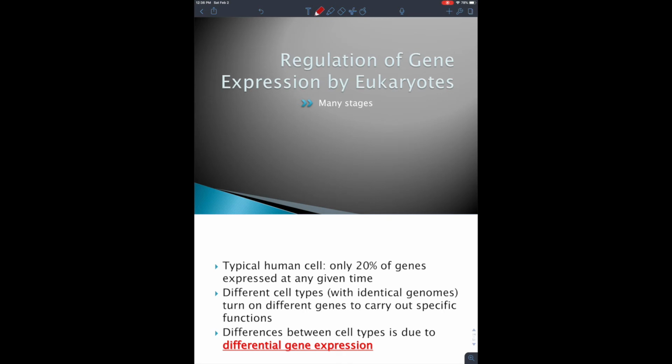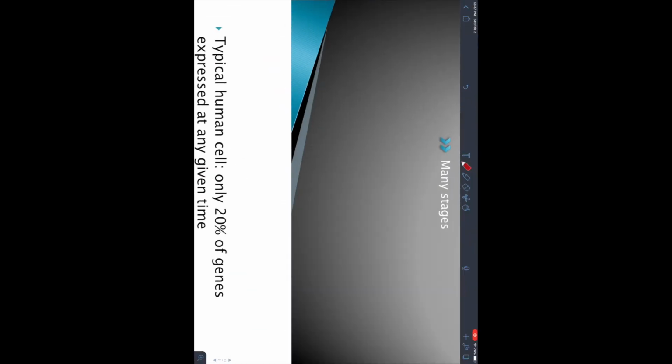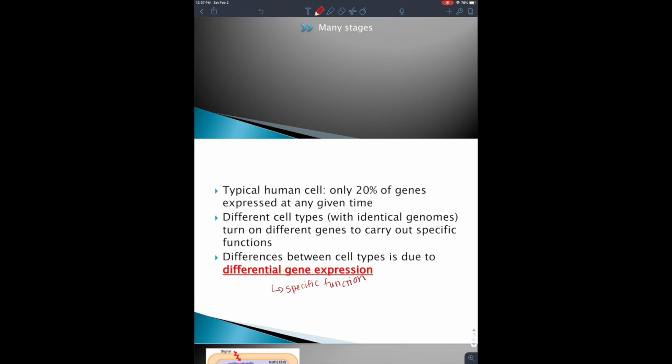Now, different cell types are going to turn on different genes to carry out specific jobs. So my liver cell has a different job than a brain cell. Different genes are turned on to allow that to happen. When we talk about those differences in the two cell types, we talk about differential gene expression. Differential means different. So each gene has a specific function, and every cell has specific genes that are going to be expressed with that function. So again, DNA, specific functions are turned on for that specific cell type.